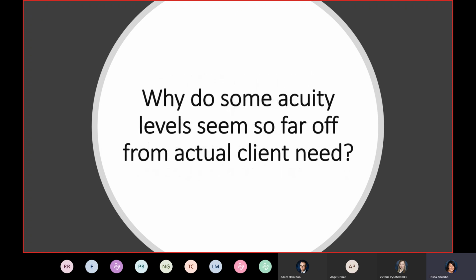Okay, let's look at the next question here. The next question, why do some acuity levels seem far off from actual client need? Okay. There's a few reasons. The number one reason is missing DLA 20 scoring answers. Basically, if there's no score in the anchor, there's no staffing weight. If there's no staffing weight, there is no pay for the home provider to staff appropriately.